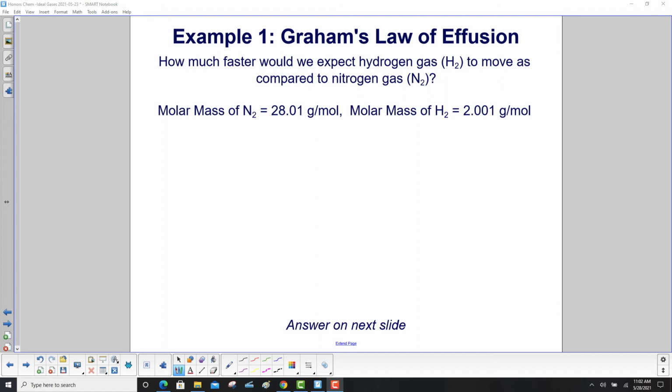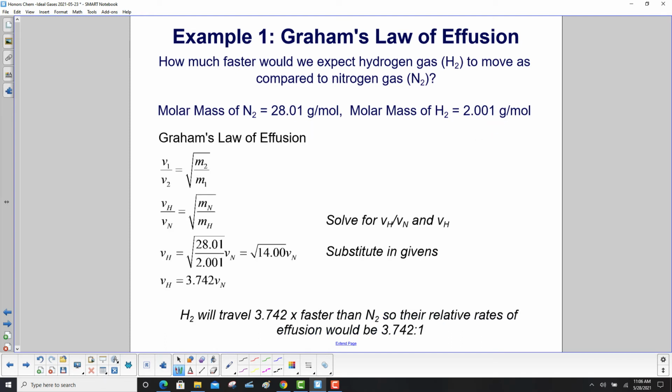How much faster would we expect hydrogen gas to move as compared to nitrogen gas? Here's our molar mass of nitrogen and the molar mass of hydrogen. We start with Graham's law of effusion, and then we solve for VH over VN, where H represents hydrogen, N represents nitrogen. And then we substitute in the givens, and we multiply both sides by V sub N because we're looking for the velocity of hydrogen compared to the velocity of nitrogen, and we get velocity of hydrogen is 3.742 times the velocity of nitrogen.